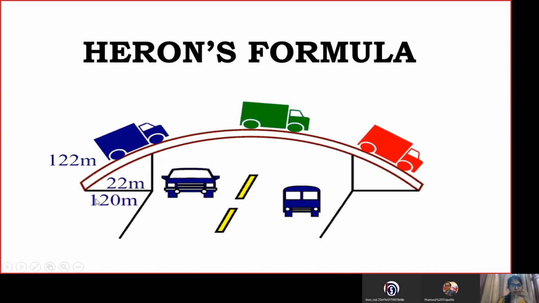So obviously we need to now calculate the area of this advertisement, and we've been given the three sides of this triangle. In cases wherein we have been given the sides of a triangle, we can find out the area using Heron's formula.